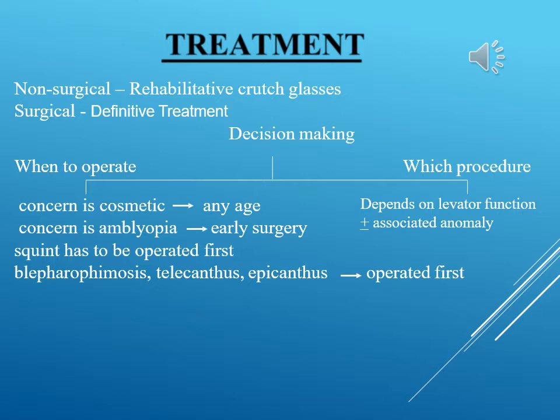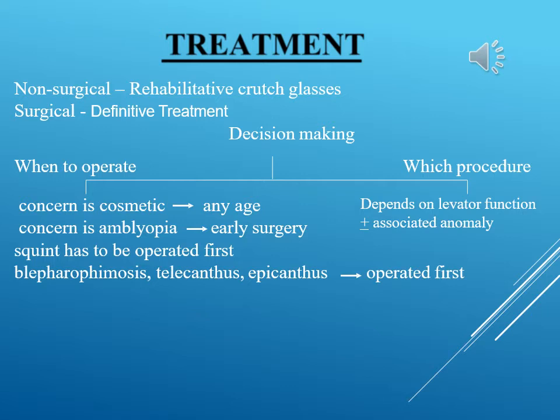So there is a lot which goes on in deciding which type of surgery to be performed for ptosis and when the surgery should be performed. So that is the decision making of ptosis. Firstly, we will consider when to operate on a patient. Firstly, when the patient has cosmetic concerns. When the indication is cosmetic, it can be operated at any age.